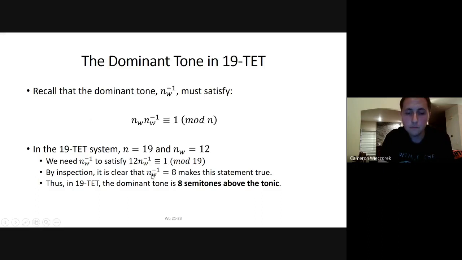So in other words, remember, N sub W inverse in this equation represents the dominant tone. That tells me that in the 19-tone system, the dominant tone is 8 semitones above the tonic, whereas in the 12-tone system, it was 7 semitones above the tonic. So now it's 8.